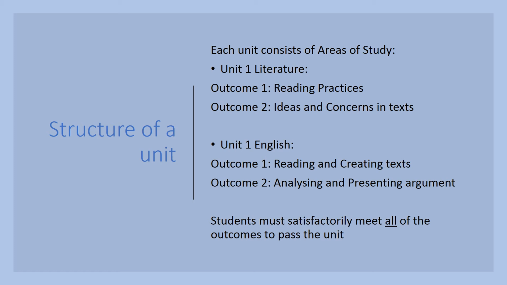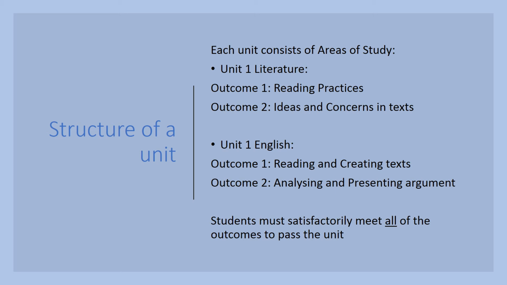So the way each unit's structured, I've only got literature and English as examples here, and we can see in Unit 1 literature here that there are two outcomes. So if we're talking about an 18-week semester, more than likely you'd spend about 9 weeks on outcome 1 and 9 weeks on outcome 2. Similarly, in English, we can see the two outcomes there, outcome 1, reading and creating texts, and outcome 2, analysing and presenting argument. And similarly, you'd break those outcomes into equal weight throughout the semester.